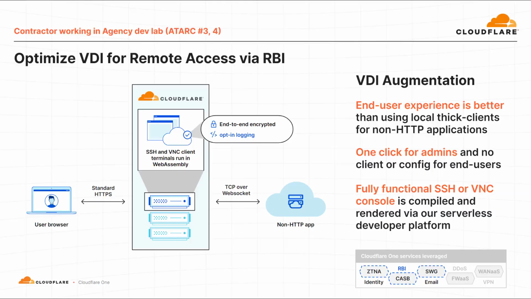So we understand that many agencies rely on virtualized desktop infrastructure to support their employees. And from what I've just shown you, we can see that we can provide a better experience than using thick clients for non-web applications, right? We just sign in after the IDP and the posture challenge, and the admin experience is also a lot simpler than a traditional setup. So the idea is we just use standard HTTPS to expose TCP over a WebSocket. And then also to the outside world.